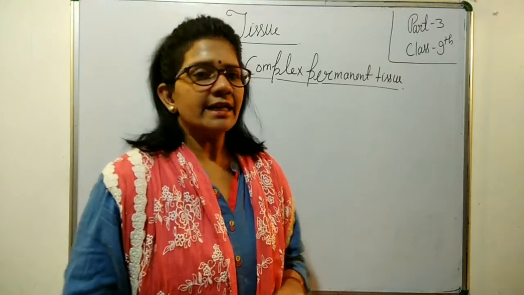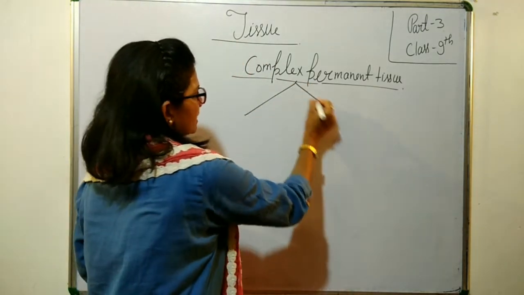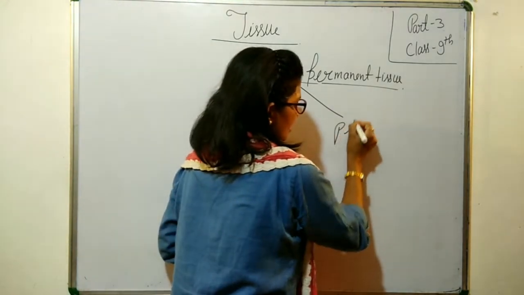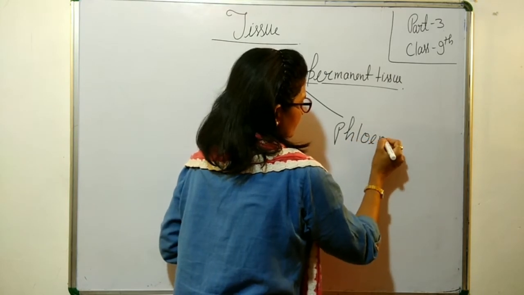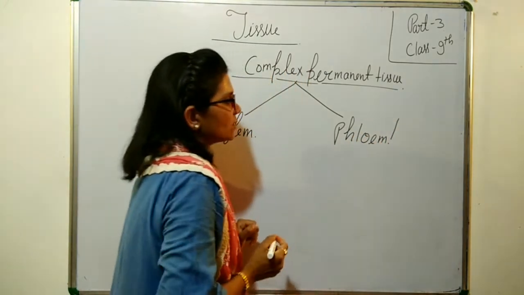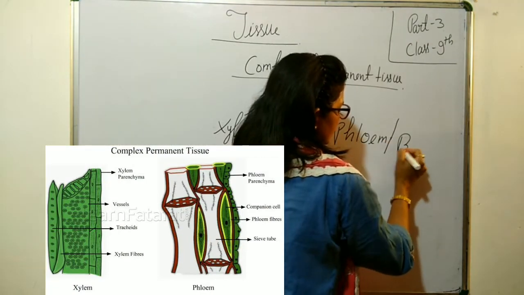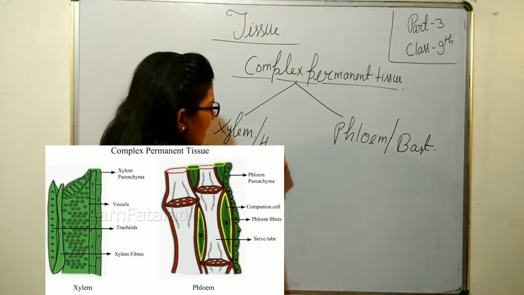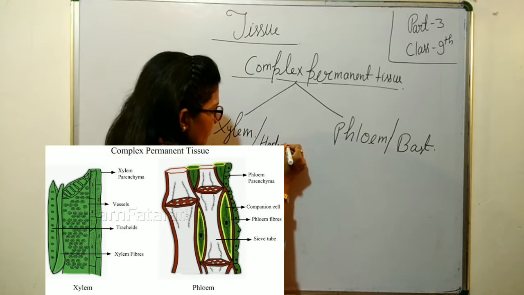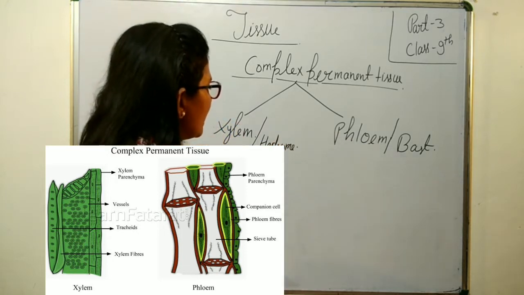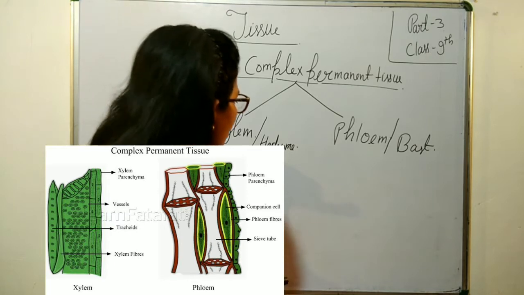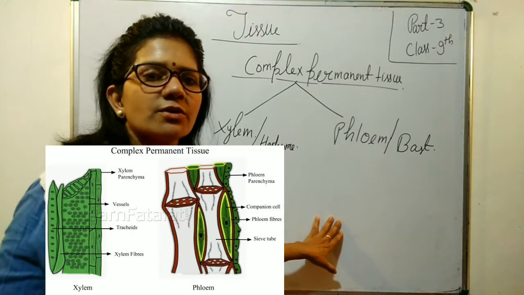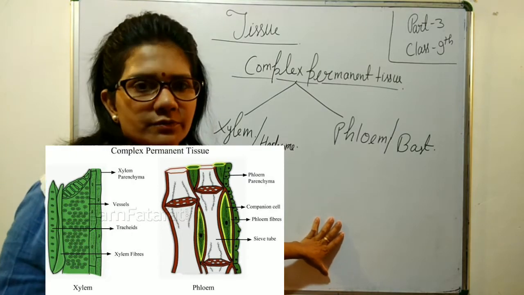On the basis of that, these are of two types, the xylem and the second, phloem. Phloem is also called the bast. And the xylem is also called the hadrome. Why is it so? Because it performs this important function along with the function of supportive tissue.